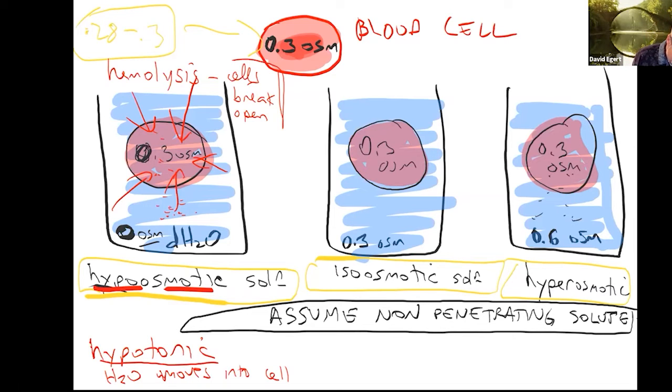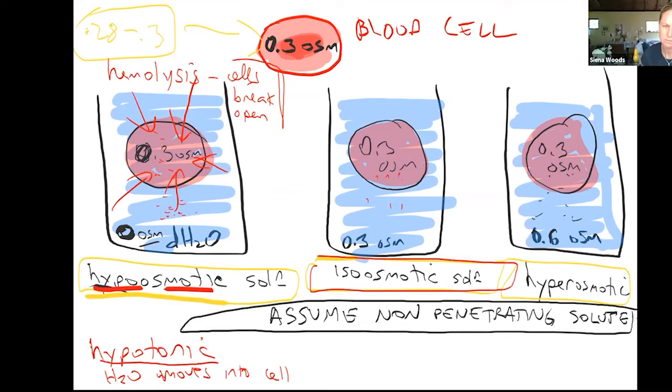What about if I have an isoosmotic solution where it's balanced inside and outside? What's the net movement of water? Zero. Isn't it going to go both ways? Right, but there's no net movement of water.